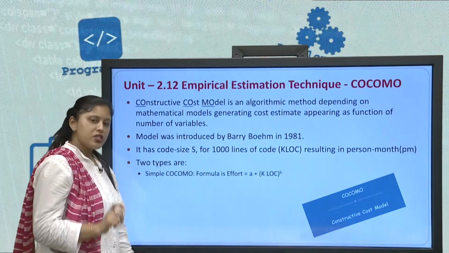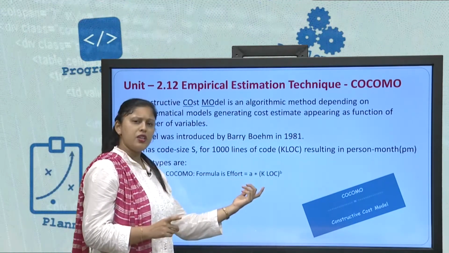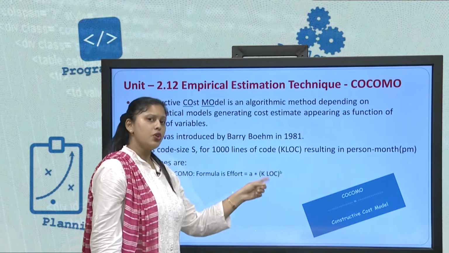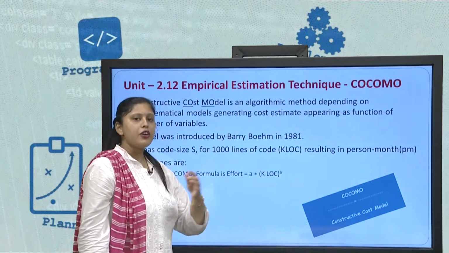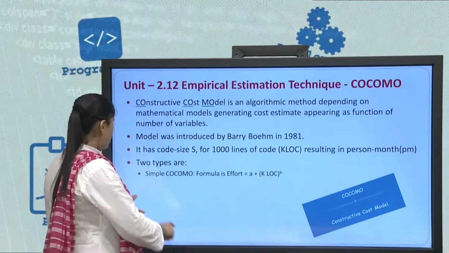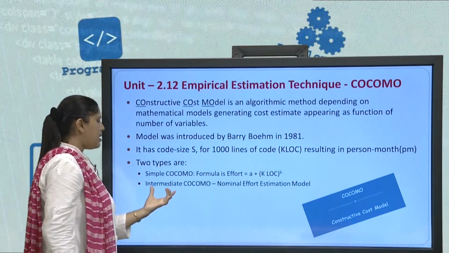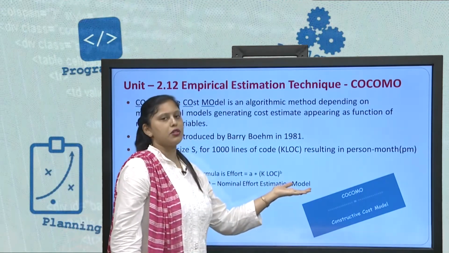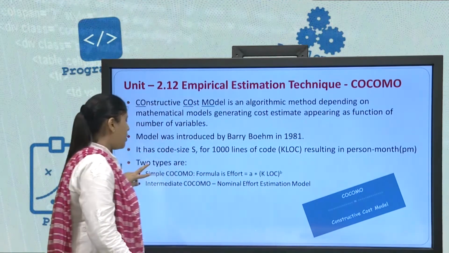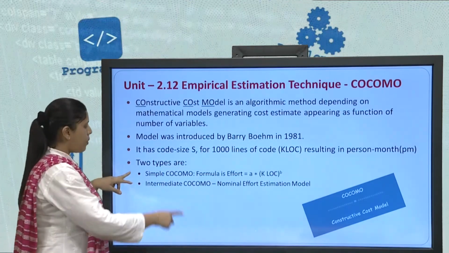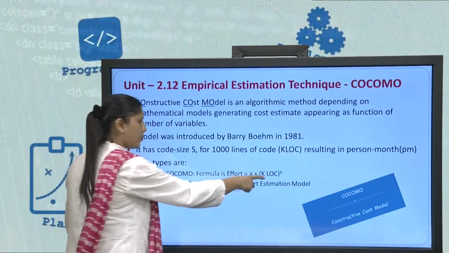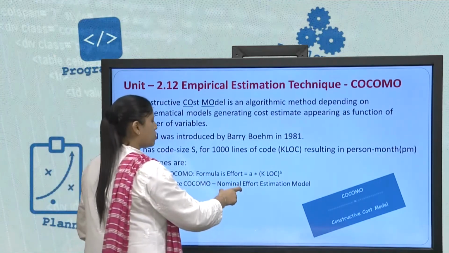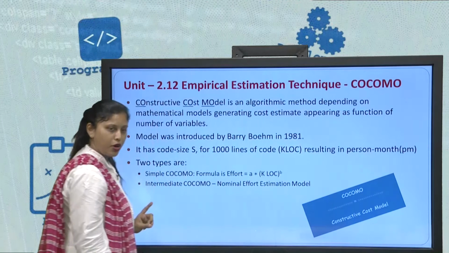Simple COCOMO has a very small formula: effort is equal to A into KLOC raised to B, where A and B are your effort distribution constants. And there is an intermediate COCOMO model, which is also called the nominal effort estimation model. So, there are basically two types of COCOMO model. One is the simple COCOMO model, which has this formula, and another is the intermediate COCOMO model, which you call the nominal effort estimation model.